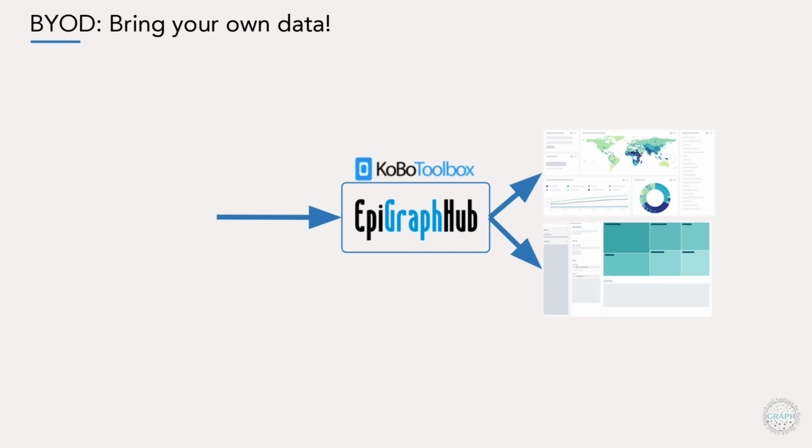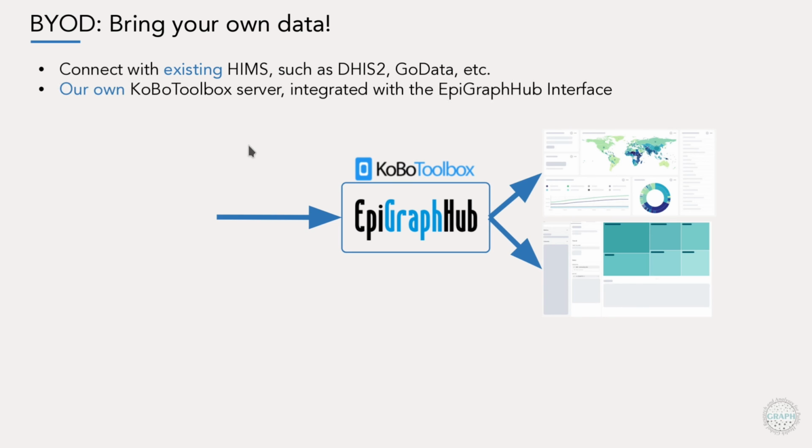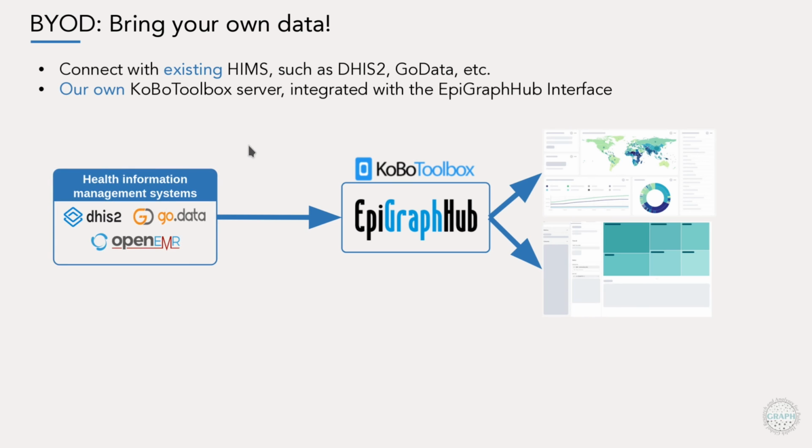So with EpiGraphHub, we have this BYOD atmosphere. Bring your own data. You just know that you can bring your existing health information management system from whatever system you use, pump it into EpiGraphHub, and you're ready to do your charts. We even have our own Kobo Toolbox server that we deploy within our infrastructure to help people doing field studies, to help them get their primary data into the server to do their analysis.